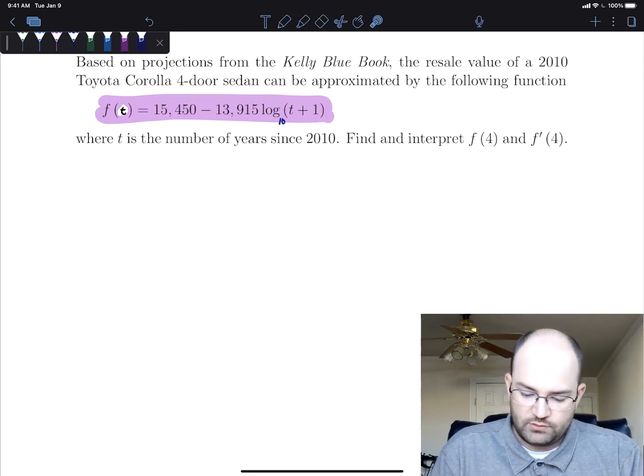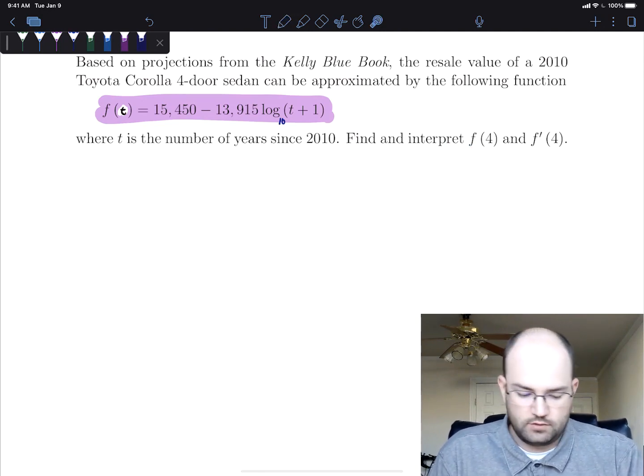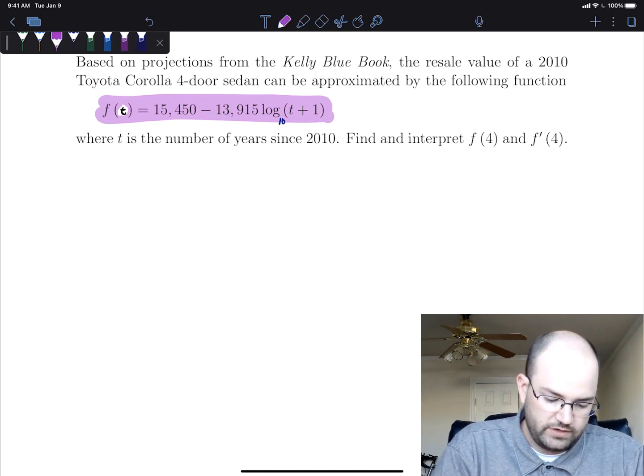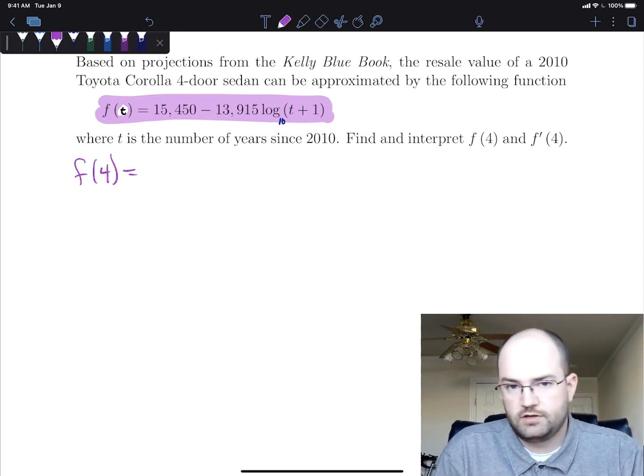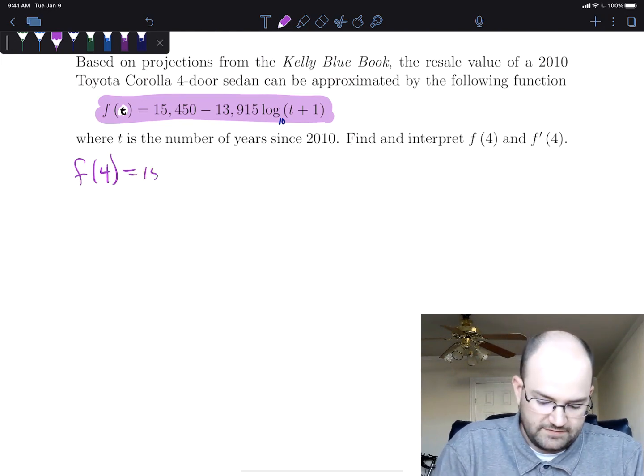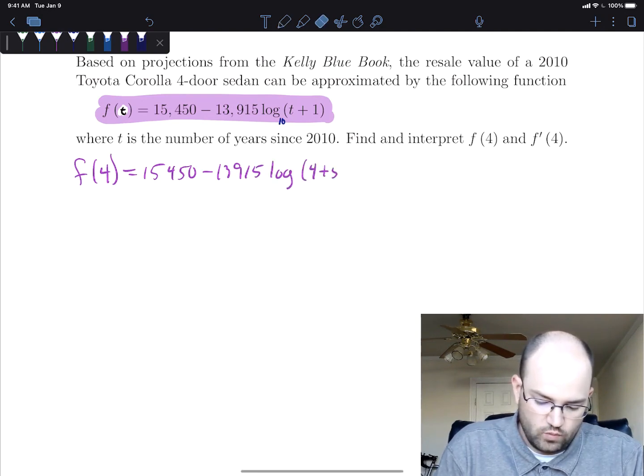Now, the first thing you want to do is find and interpret f of 4. So we're going to figure out what is f of 4. Well, f of 4 just means plugging in 4. So that means 15,450 minus 13,915 log of 4 plus 1.